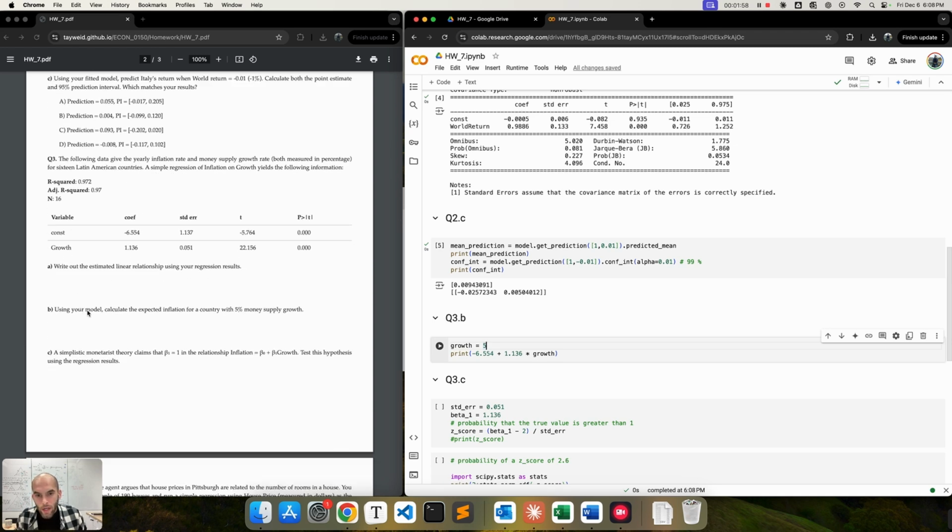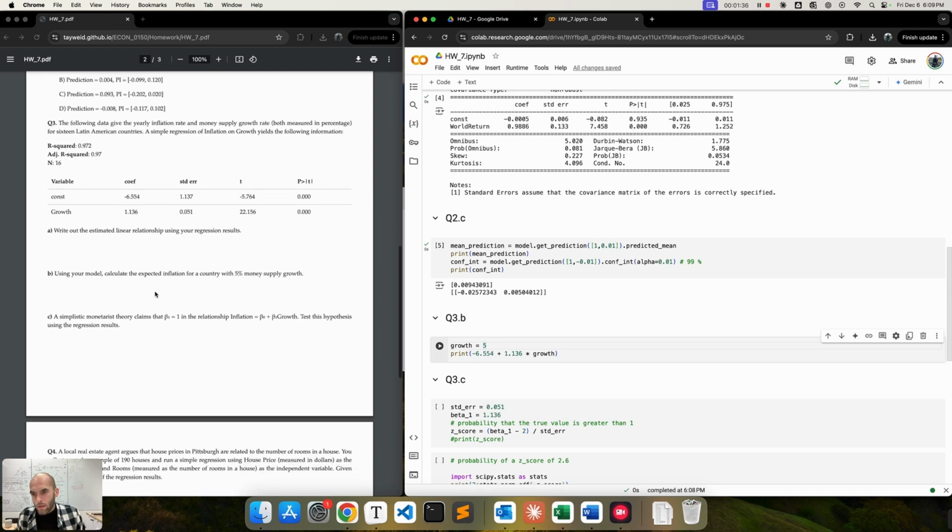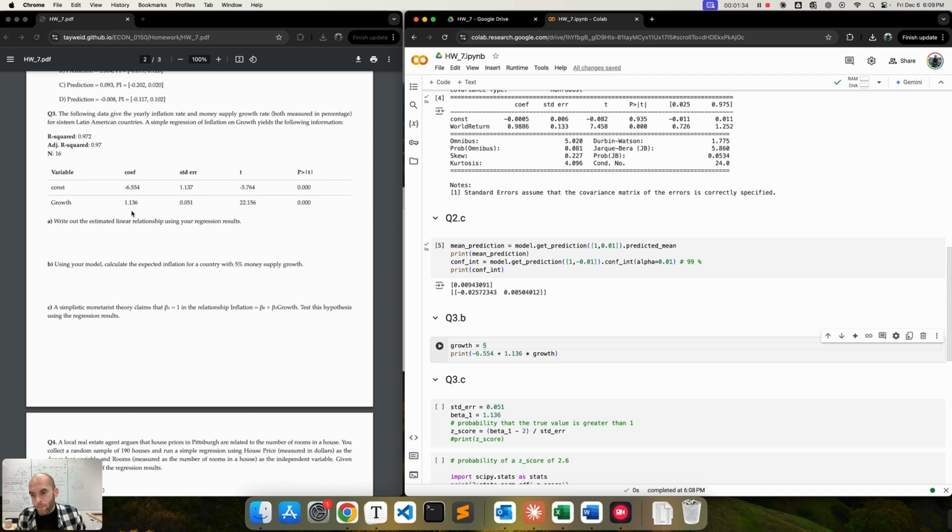We're wondering about this linear regression between inflation and growth rates. So the first part is to write out the estimated linear relationship using these things. You'll just take the constant term and the growth term, and like we've done, you just plug those into the relationship using beta 0 and beta 1.